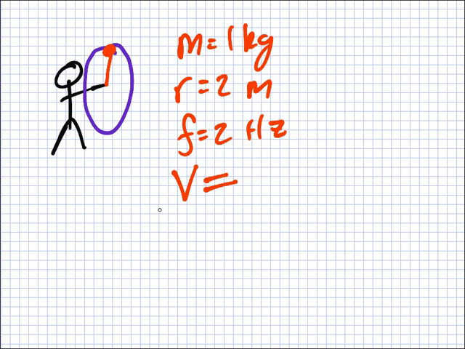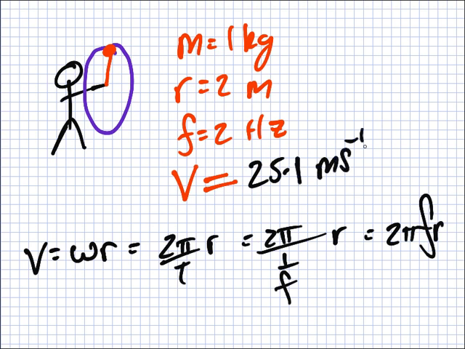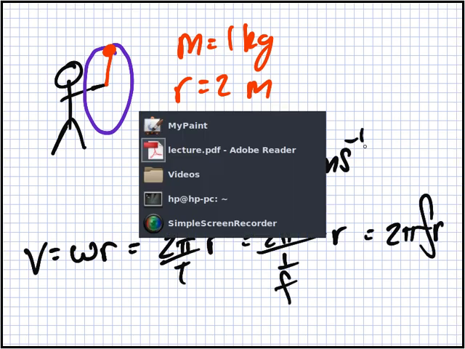Okay, you got that? Yeah? I think it's very similar, isn't it? V equals omega r, which is 2 pi over T times r, which is 2 pi over 1 over f times r, which is 2 pi f r. So what do we get here? 2 times pi times 2 times 2, 4, 8 pi, what's that, about 25? Yeah. Okay. Now, next.